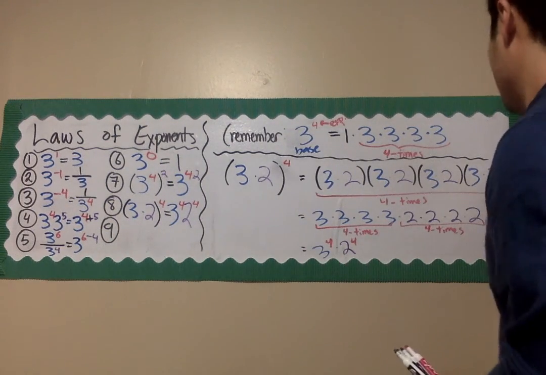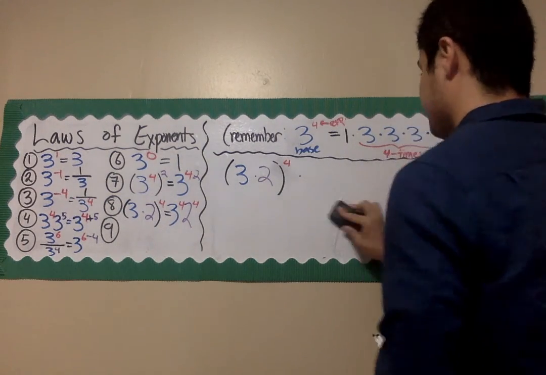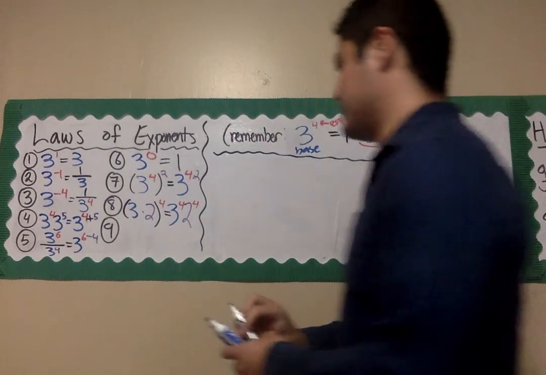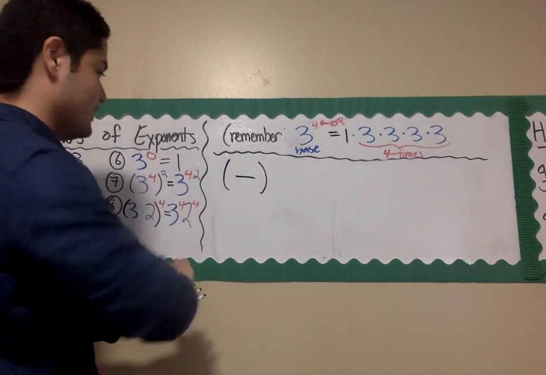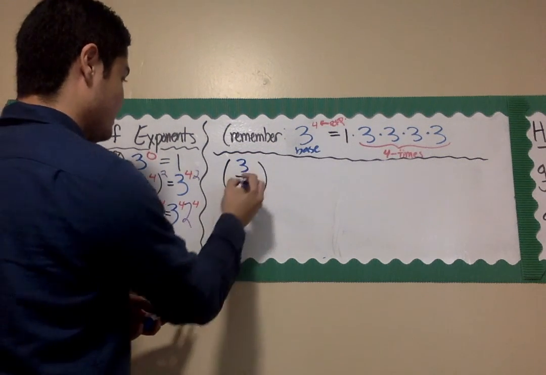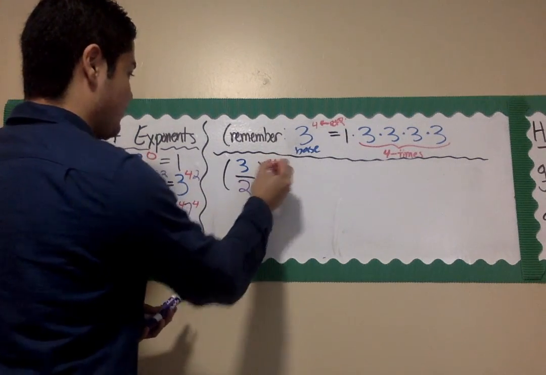All right, one more law. We're almost there. Okay, it's kind of similar. Let's say we have a fraction on the inside. 3 over 2 to the power of 4. What if we have a fraction now?